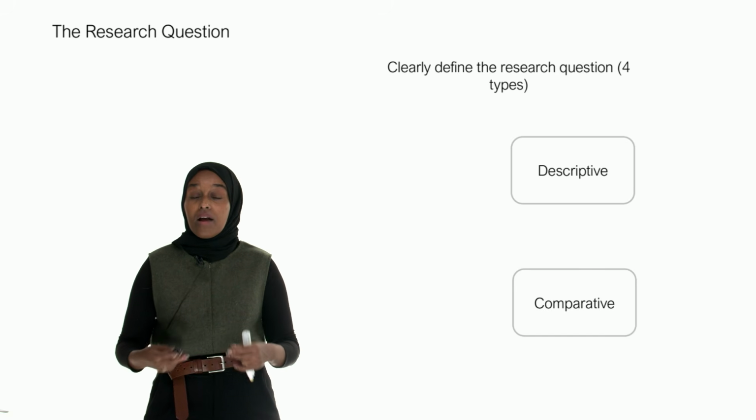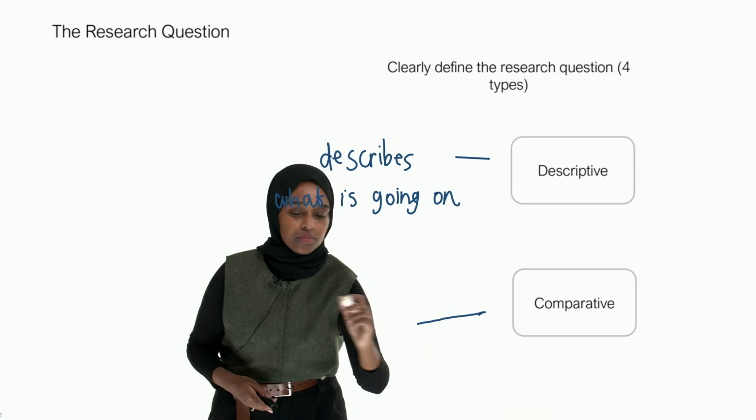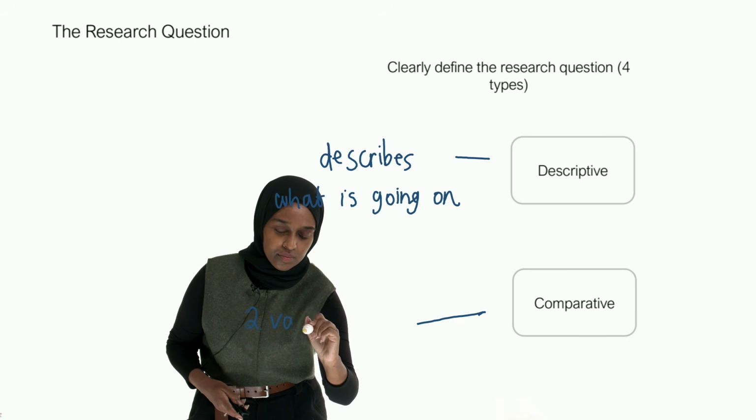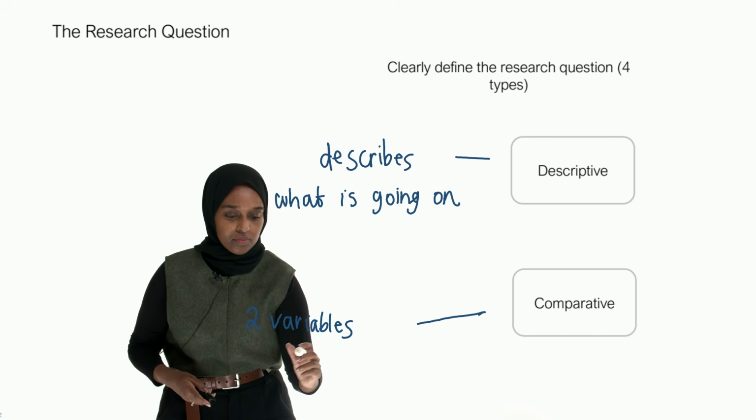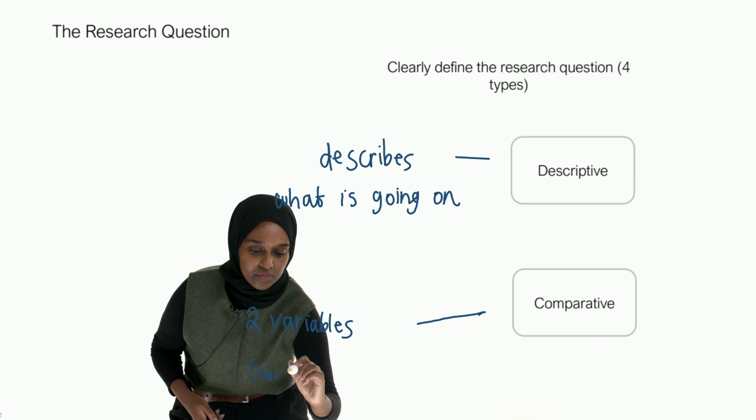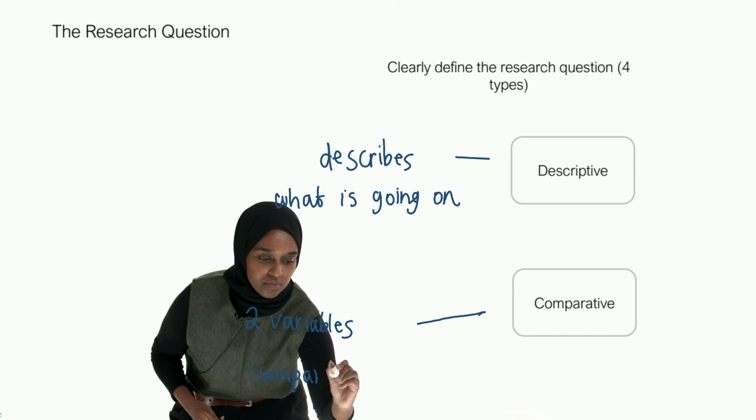The second is a comparative type. This is also known as relational or causal. And so you're comparing two variables against each other. So what is the effect of one variable on another variable? And so that's a comparative type.